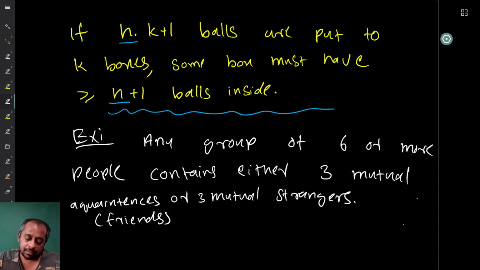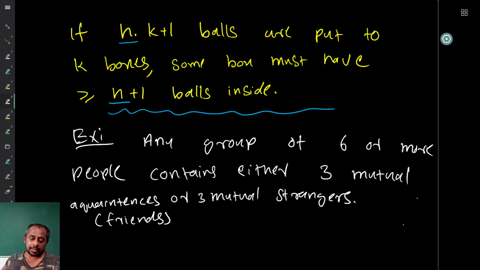Okay, so any group of 6 or more people contains either 3 mutual acquaintances or 3 mutual strangers. So any group of 6 or more people. Okay, so you go to a bus stop, let's say, and you find 5 people sitting there, and with you there are 6 of them, or maybe there are 6 of them or 7 of them already. You join. There are many of you, and now the claim is that there will be at least 3 guys who have met each other, or at least 3 guys who have never met each other.